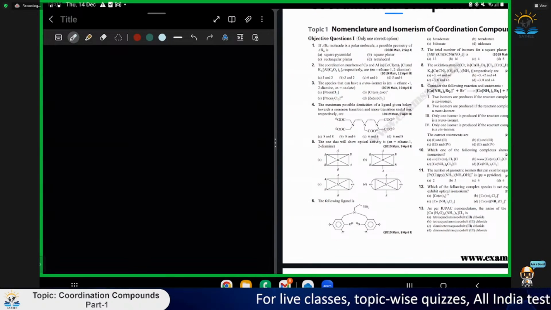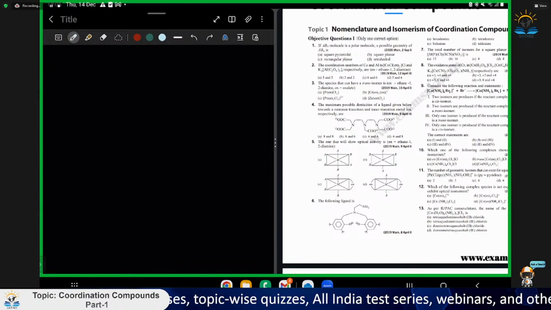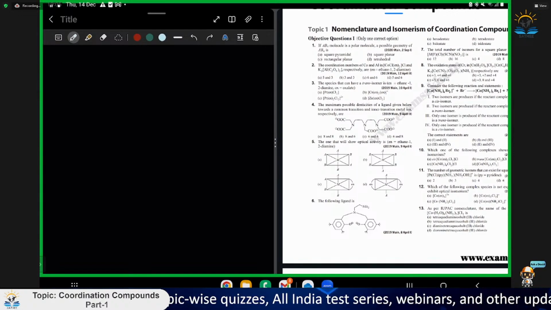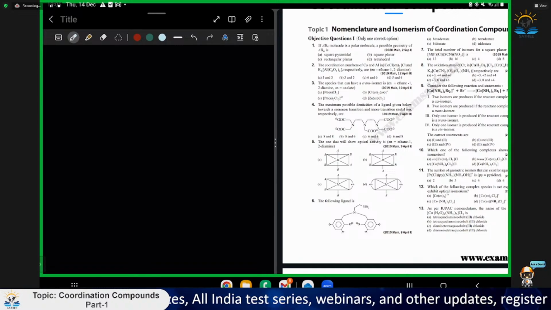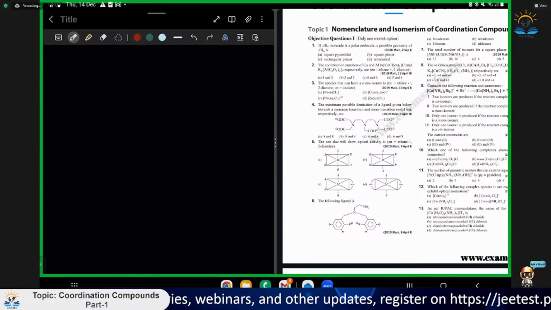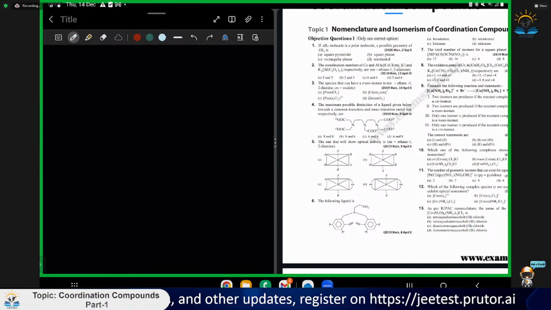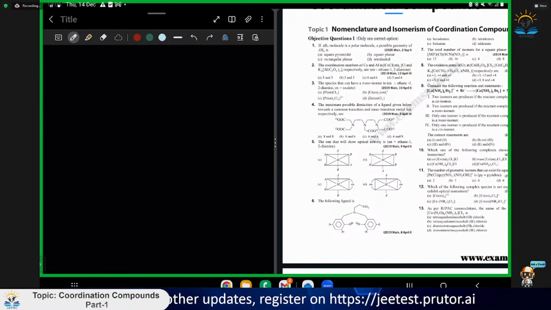This question: the one that will show optical activity. So my structures should be like that. Option D, which we discussed, is the MA2B2 case. Oh wait, we said optical activity, not geometrical. Please be wary of it. Basically, the shape should not have symmetry. Your D is fairly symmetric.